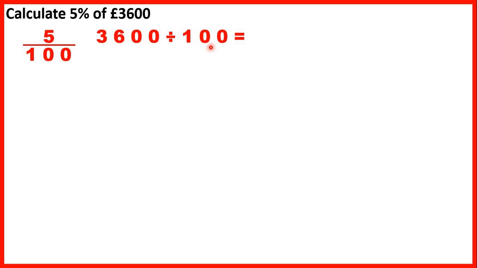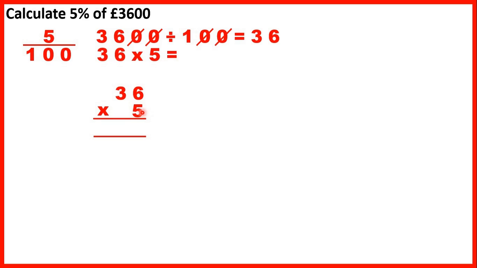Now, because we have end zeros in our division question, we can cancel them, and then 36 divided by 1 is of course 36. Then we can take that answer and multiply by the numerator, so work out 36 times 5. That gives us 180, so our answer is £180.